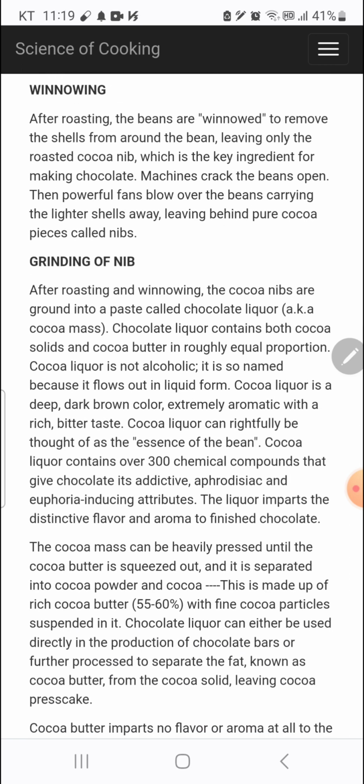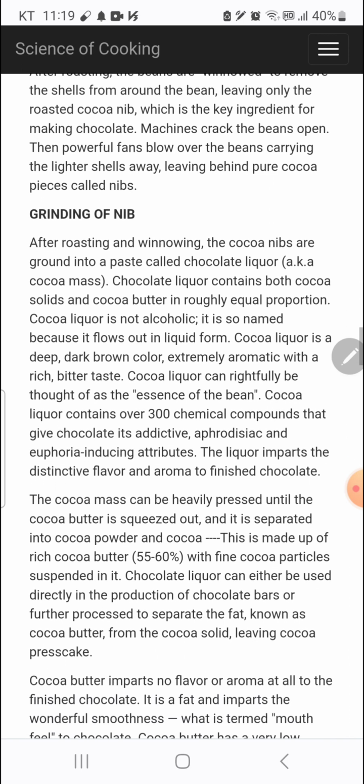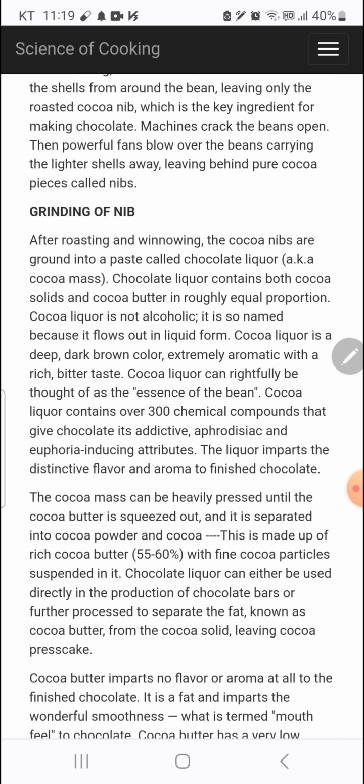Grinding of nib. After roasting and winnowing, the cocoa nibs are ground into a paste called chocolate liquor, also known as cocoa mass. Chocolate liquor contains both cocoa solids and cocoa butter in roughly equal proportion. Cocoa liquor is not alcoholic. It is so named because it flows out in liquid form.